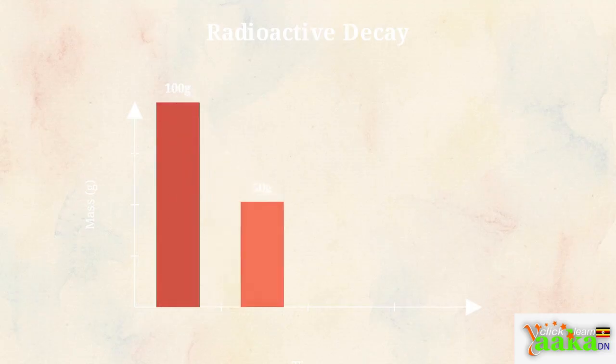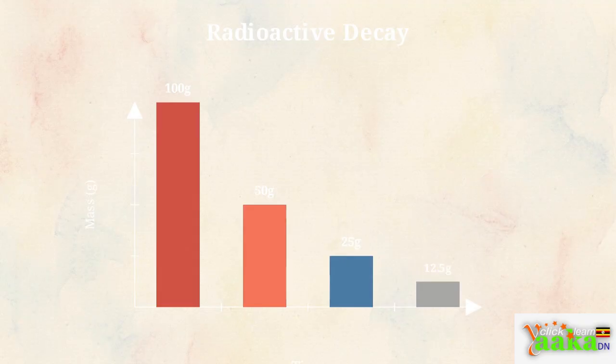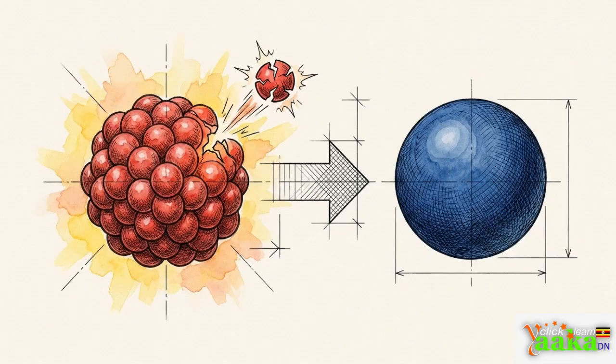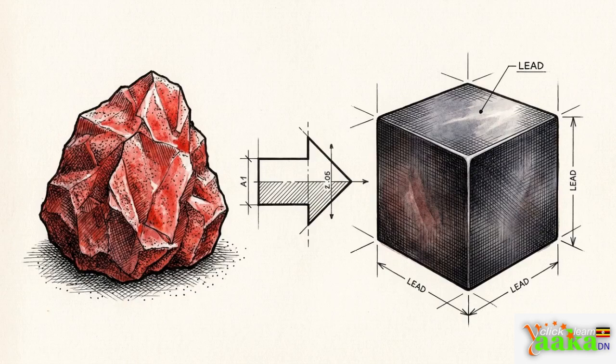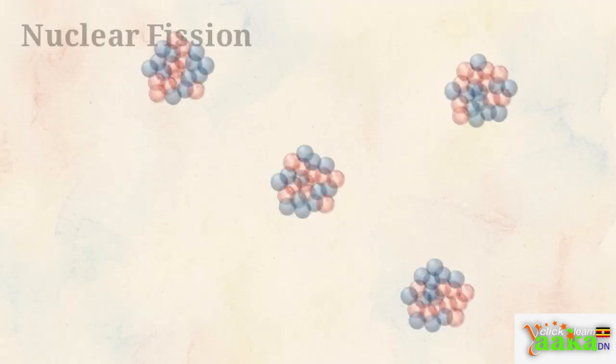We measure the rate of this process using half-life. This is the constant time it takes for exactly half of a radioactive sample to decay, a rate that remains identical regardless of the sample's size or environment. Radioactive decay serves as nature's mechanism for restoring balance. By shedding excess mass and energy, an unstable nucleus eventually reaches a stable final state. We can trigger this artificially.